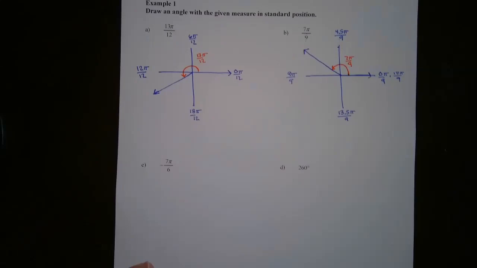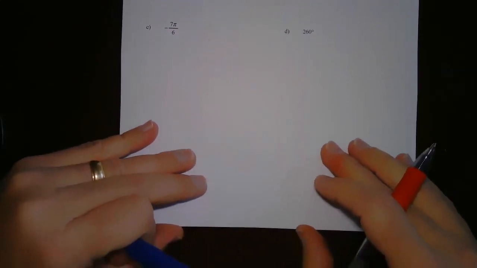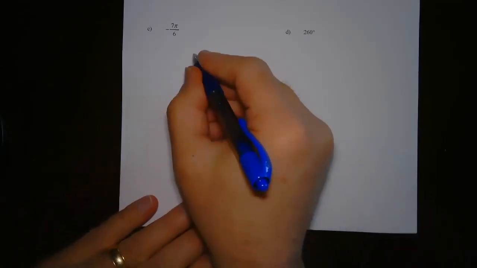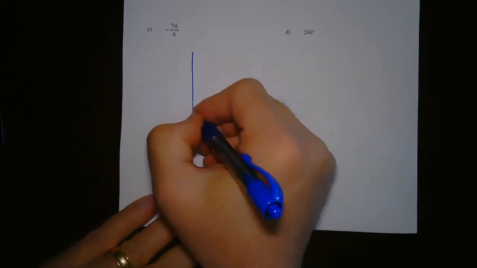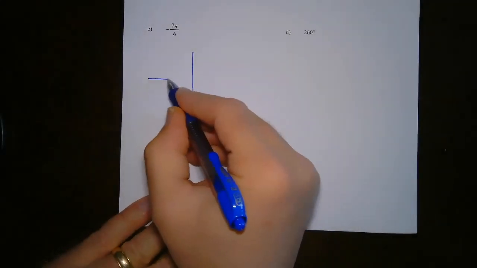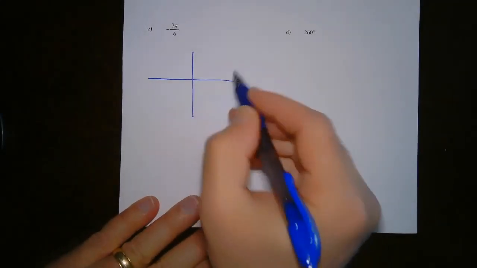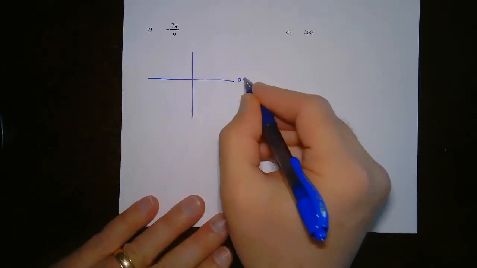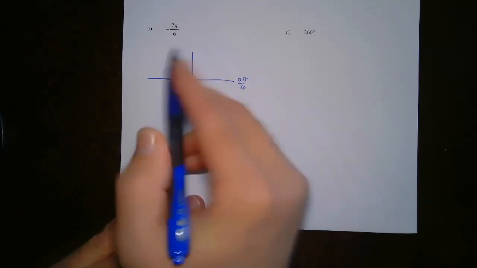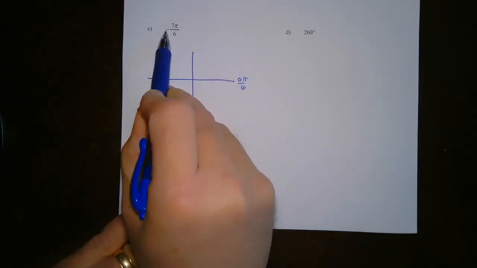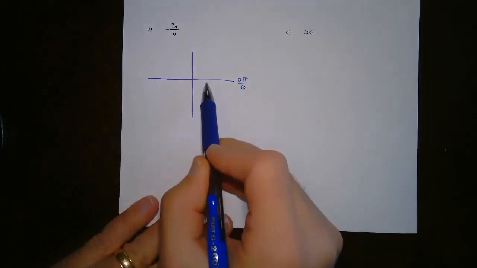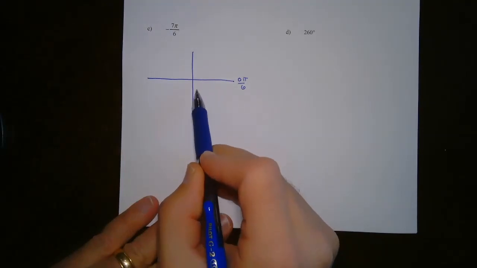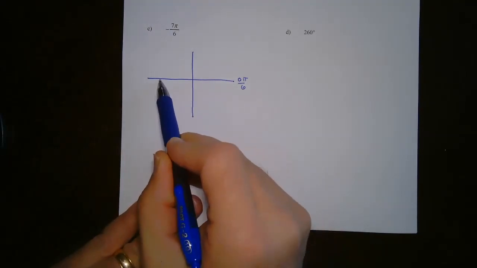Okay, I'm going to slide it up. For this next one is a negative angle, okay? So I'm going to draw in my X and Y axis. My denominator is 6, so I'm going to call this one 0 pi over 6. And I know I'm rotating in a clockwise direction because the angle's negative. So I'm going to go all the way to here to negative pi, right?